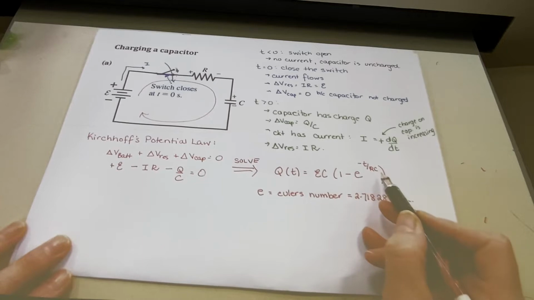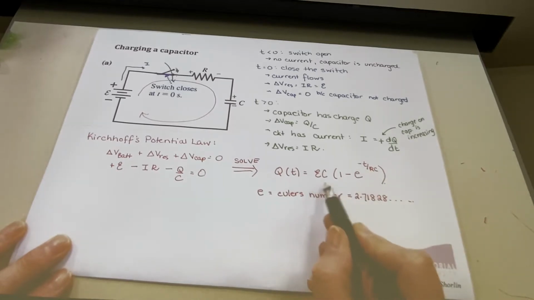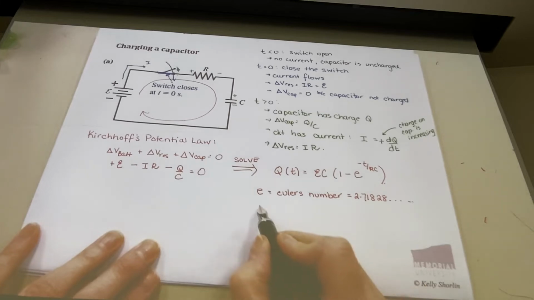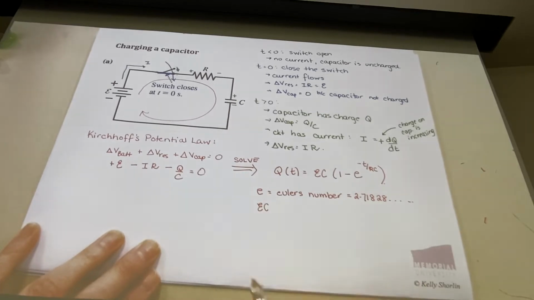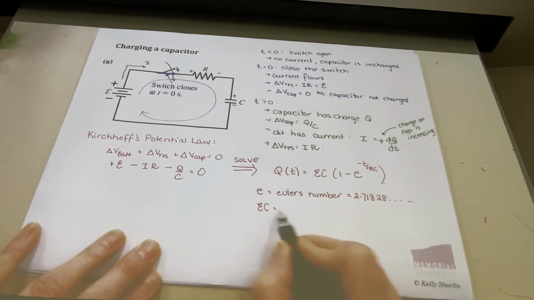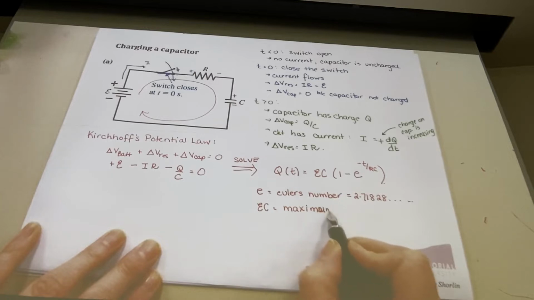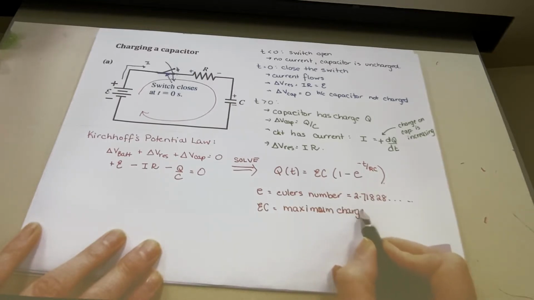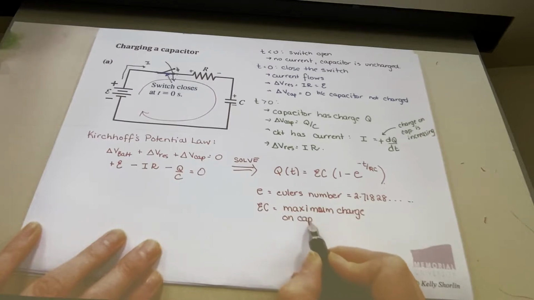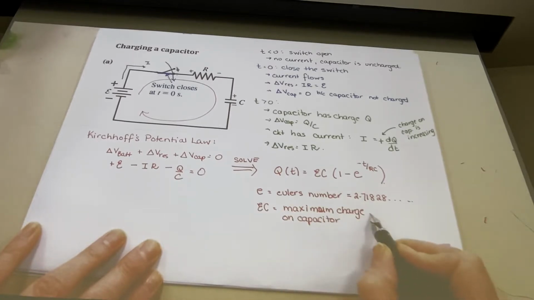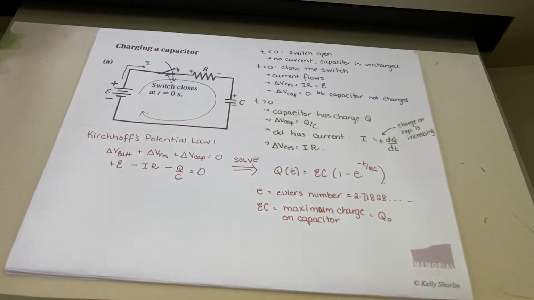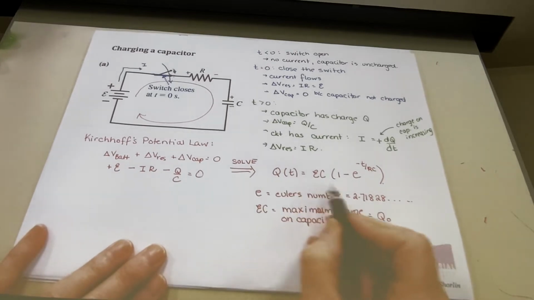R is the resistance, C is the capacitance, t is our time, and E is the EMF. So the EMF of the battery times the capacitance, that would be the maximum charge on the capacitor. Typically, we give that a symbol of Q0. That's the notation from your textbook, so I'm going to stick with that. If you talk to other people in the help center, they might call it Q maximum or something different, but your book uses Q0.